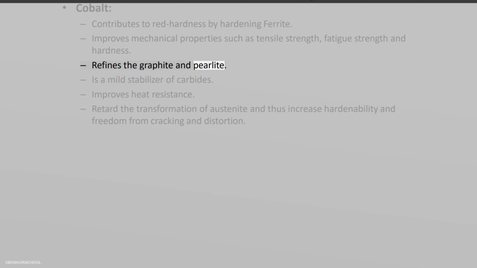Refines the graphite and pearlite. Is a mild stabilizer of carbides. Improves heat resistance. Retards the transformation of austenite, and thus increases hardenability and freedom from cracking and distortion.